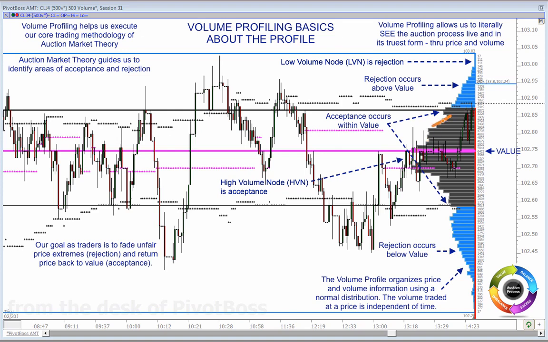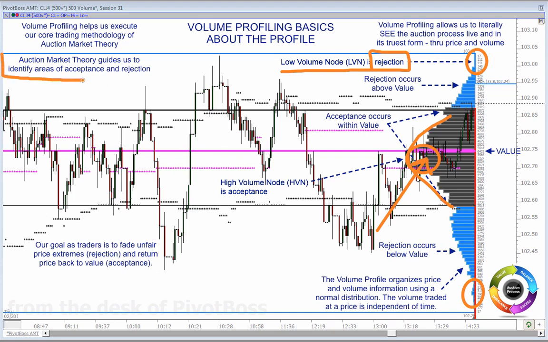When you have a big volume peak like this, that is a high volume node, and that is indicative of acceptance. When you have no volume on an edge, or you have some type of low volume valley, that is a low volume node, and that is rejection. That is price rejection.